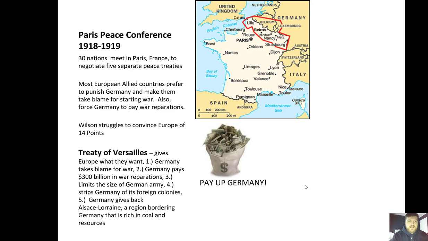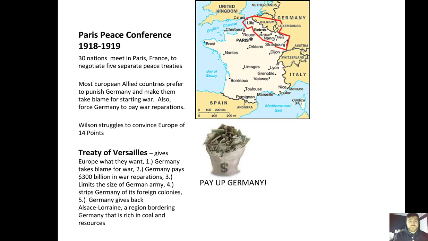The fifth part: Germany is going to give back parts that they had taken over before World War I from France, this region in red here in this map known as Alsace-Lorraine. This is an important part because it's really rich in coal deposits and minerals and resources. Germany now must relinquish that, give it back to the French. So basically the Treaty of Versailles is dropping the hammer on Germany. Lots of reparations, accepting responsibility, giving up its colonies, giving up territory. This is a really, really harsh treaty, especially if you're Germany.